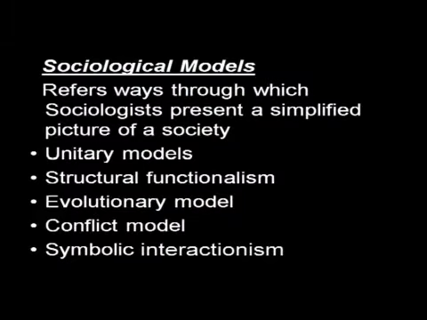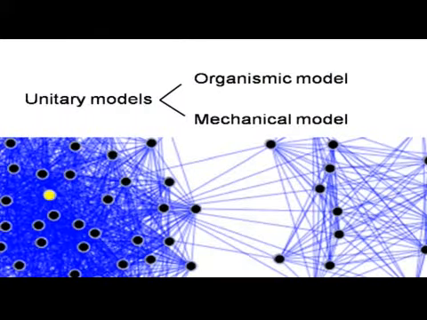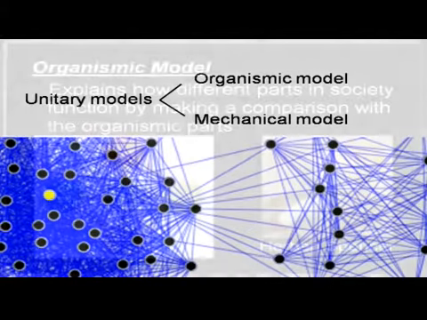Next, we are going to learn about sociological models. Models are the ways through which sociologists present a simplified picture of a society. The models are as follows: unitary models, structural functionalism, evolutionary model, conflict model and symbolic interactionism. The first one is the unitary model. Under the unitary model, we have two types of models. One is the organismic model and the second one is the mechanical model.